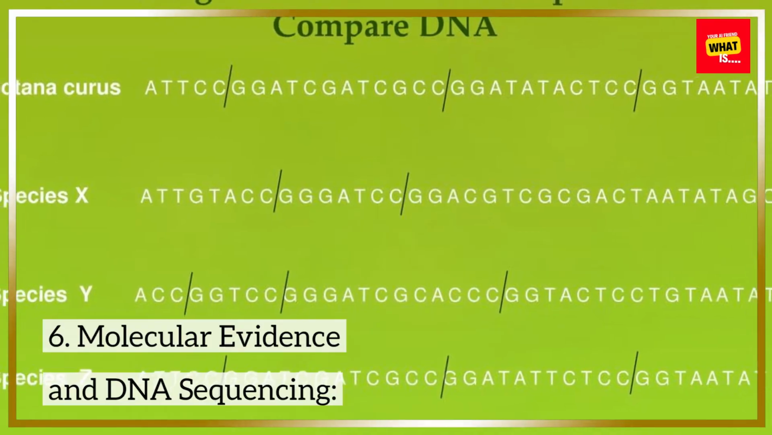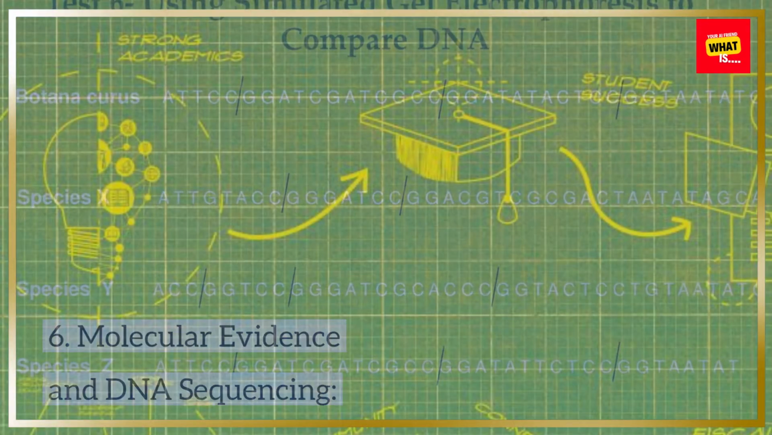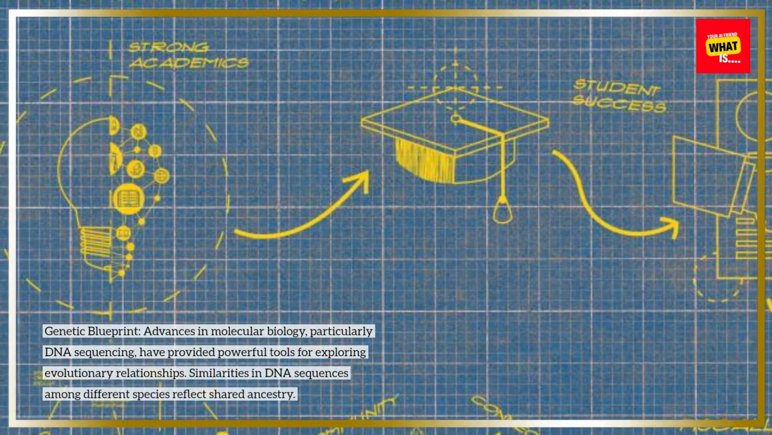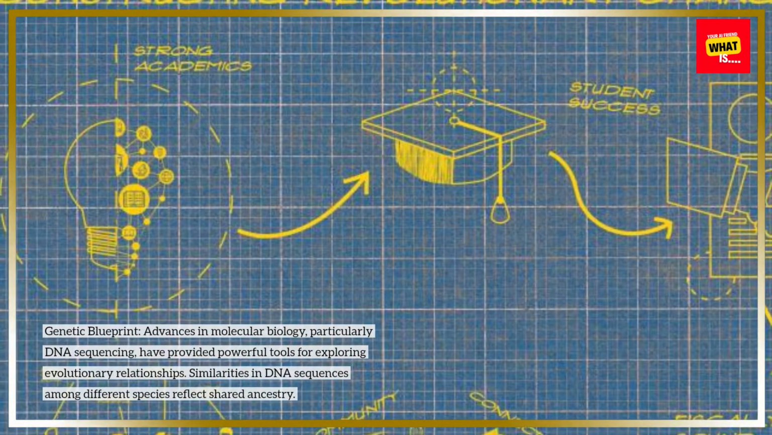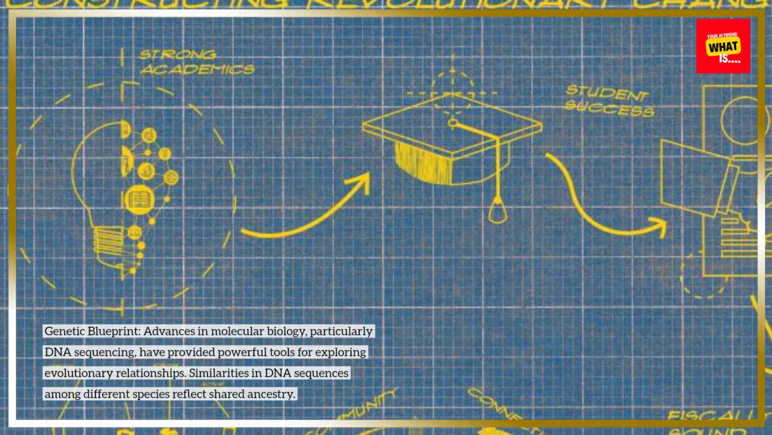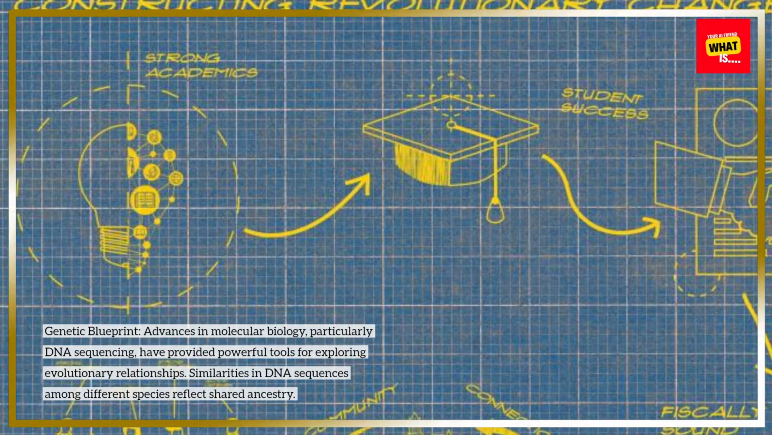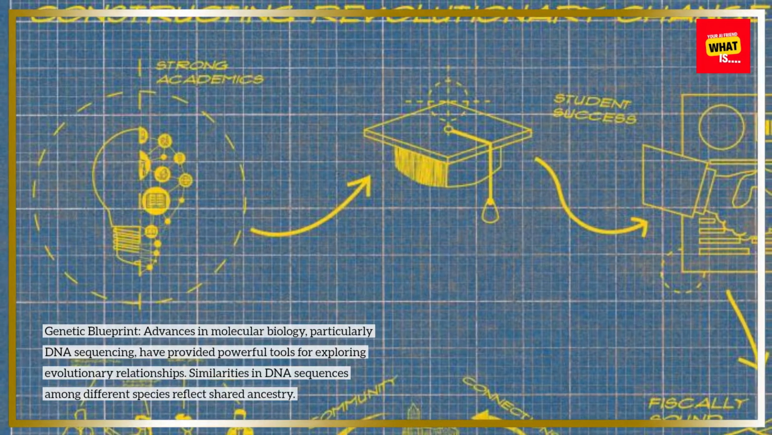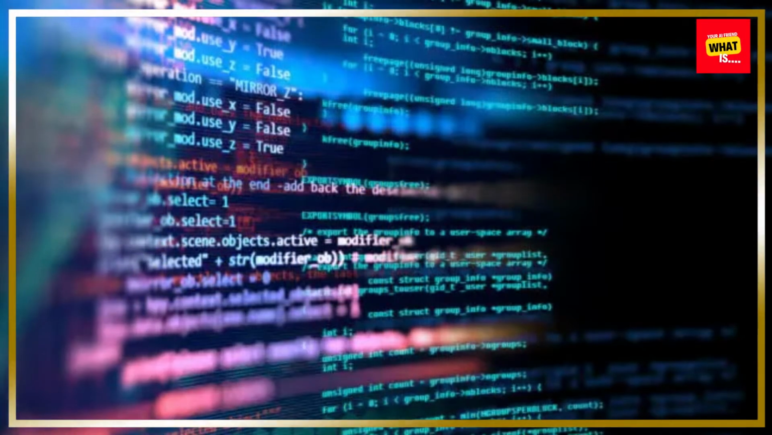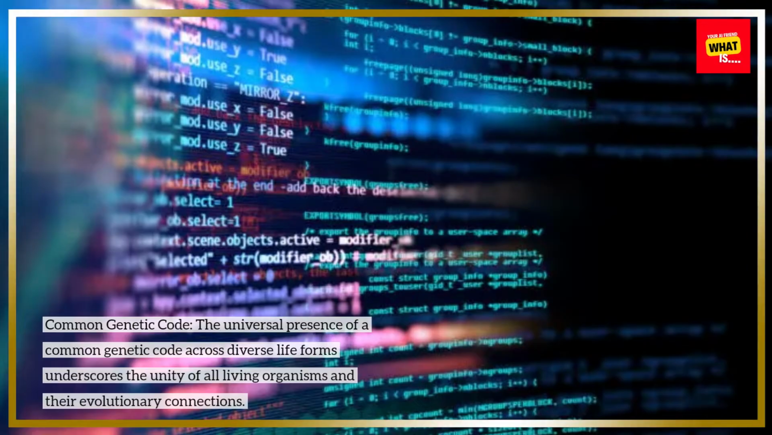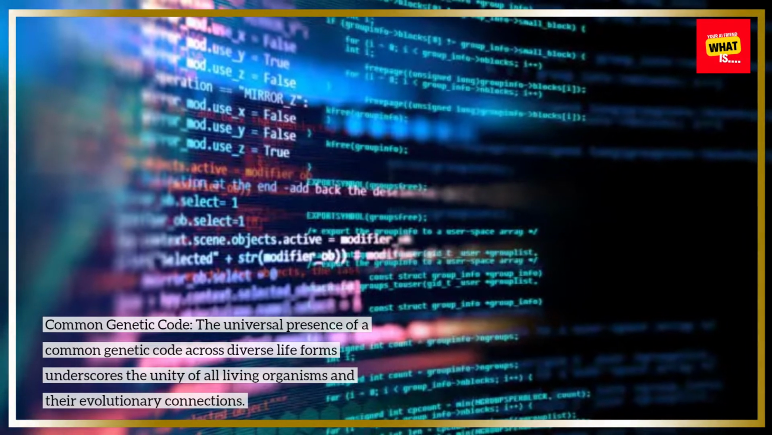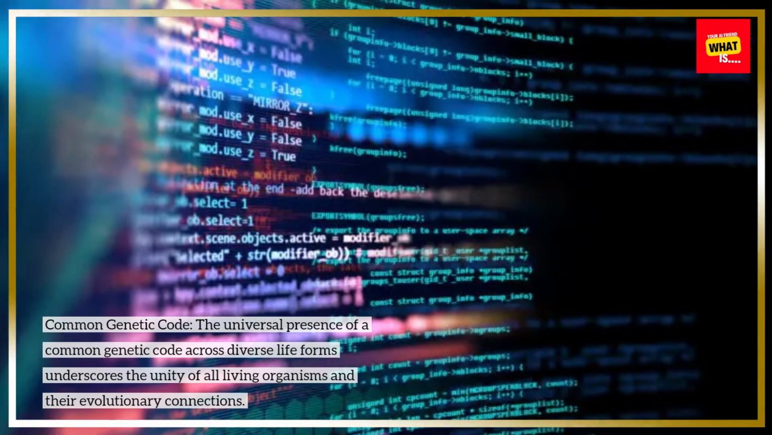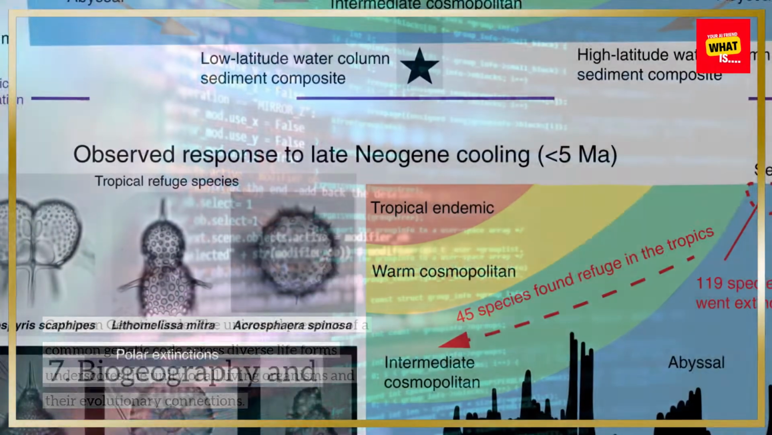6. Molecular evidence and DNA sequencing. Genetic blueprint. Advances in molecular biology, particularly DNA sequencing, have provided powerful tools for exploring evolutionary relationships. Similarities in DNA sequences among different species reflect shared ancestry. Common genetic code. The universal presence of a common genetic code across diverse life forms underscores the unity of all living organisms and their evolutionary connections.